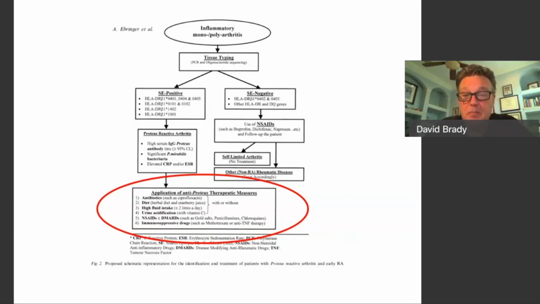So how did Emberger treat these patients? He didn't jump, and his people who follow his work still today, they don't jump to methotrexate, anti-TNF alphas and things like that. They do what you would think is more like naturopathic medicine, right? They'll use antibiotics. They tend to use antibiotics I avoid, like Cipro and the other fluoroquinolones and all of those ones that are very, very toxic kind of antibiotics we tend to avoid. But he says herbal diet, cranberry juice, high dose vitamin C, right? Acidification of the urine. And then he'll use DMARDs.